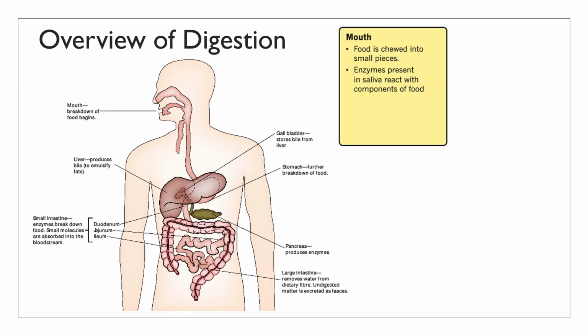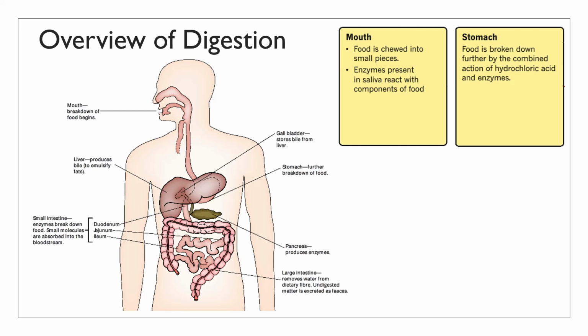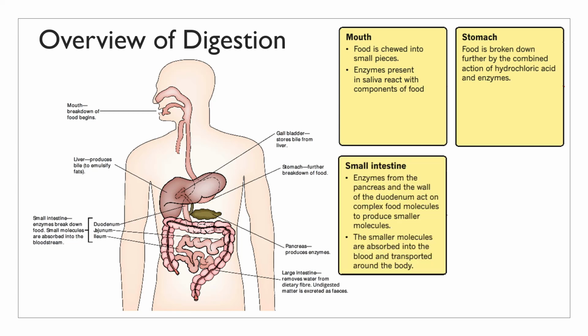And there's an enzyme available in saliva that can react with certain components of food, namely carbohydrates. So carbohydrates start to get digested in the mouth. And then the second area is the stomach. This is where food is broken down further by the combined reaction of hydrochloric acid and some enzymes. So carbohydrates continue to be digested, and proteins start to get digested in the stomach.